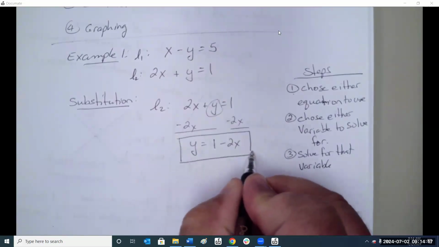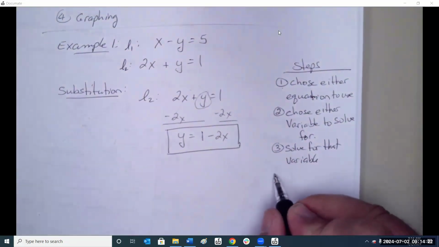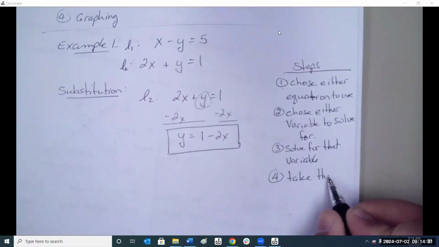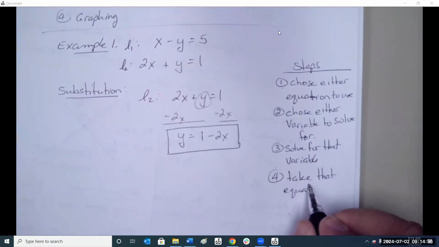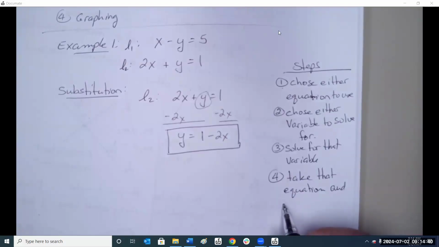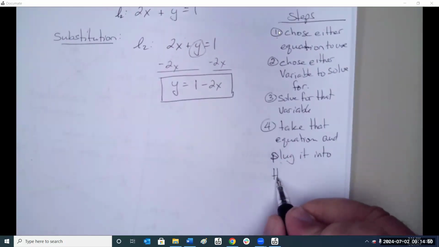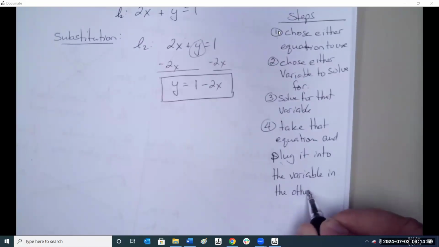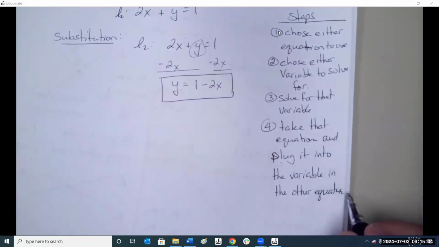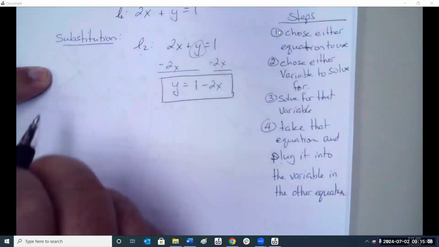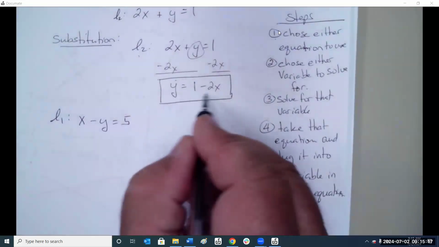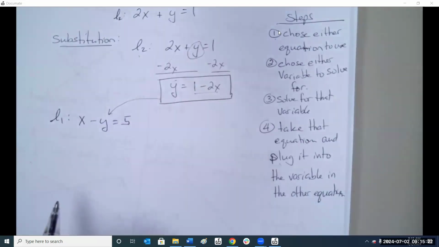So we'll have to come back to this one. Step four. Take that equation and plug it into the variable in the other equation. Since we used line two, now we have to use line one. We know that y is equal to 1 minus 2x. So anywhere we see a y, we put a 1 minus 2x.